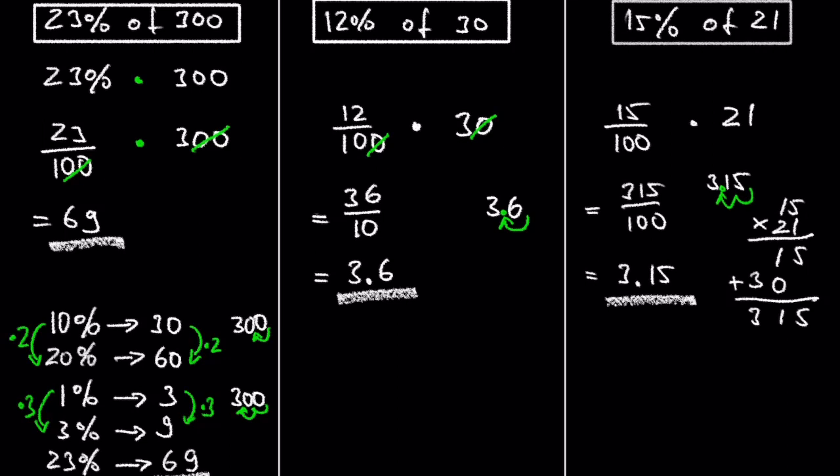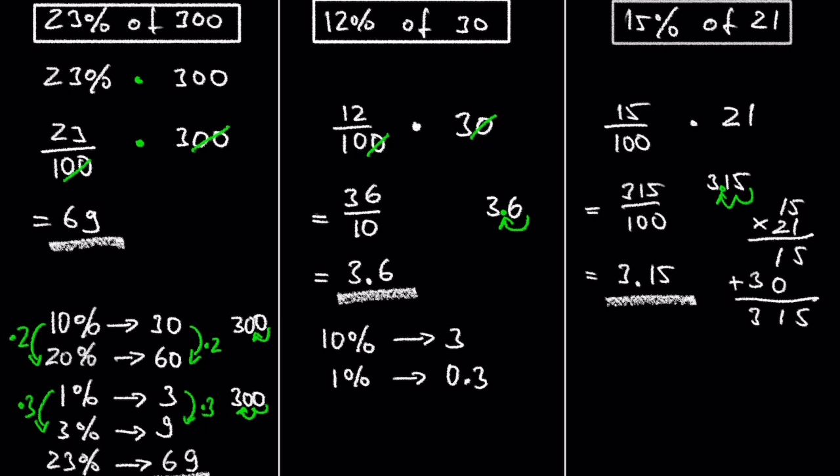Let's solve our second example with this method. 10% of 30 is 3, because we shift the decimal point 1 place to the left. And 1% of 30 is 0.3 because we shift the decimal point 2 places to the left.